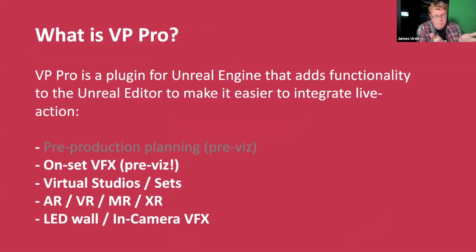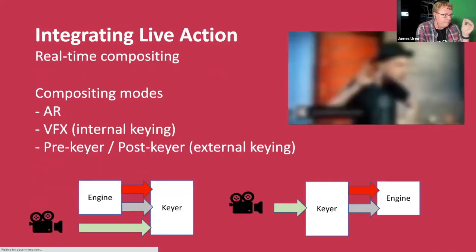So VP Pro is a plugin that basically enables you to do those things, and it turns the Unreal Engine editor into a virtual production suite. And that means it can be used for all of those things. For the previous slide, which is CG only, you don't need VP Pro for that, but for any integration of live action, that's where you're going to need the VP Pro system.